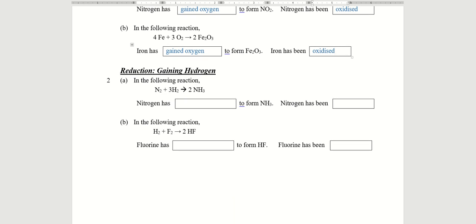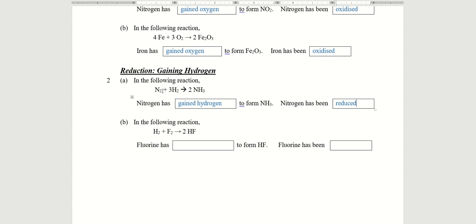As we have defined reduction as a gain in hydrogen, we can see from this reaction, when nitrogen reacts with hydrogen to form ammonia, nitrogen on the left hand side is by itself in its elemental form, but after the reaction, the nitrogen has been bonded to hydrogen. So we can say that nitrogen has gained hydrogen, and we remember that gaining hydrogen is a reduction. Therefore, nitrogen has been reduced.